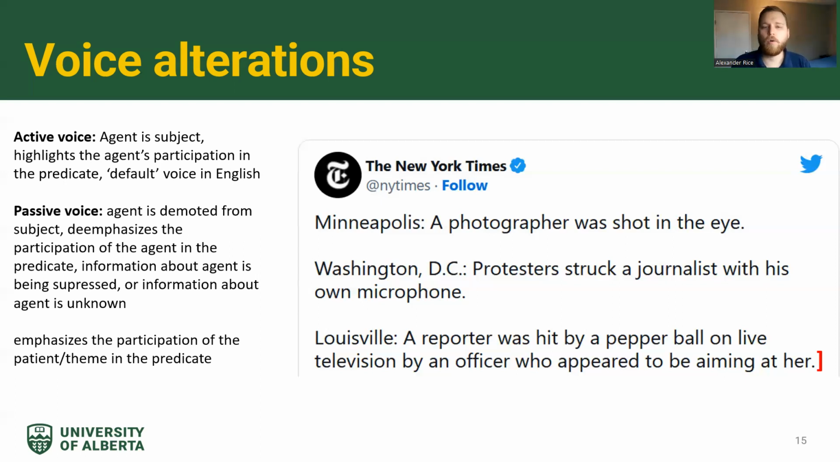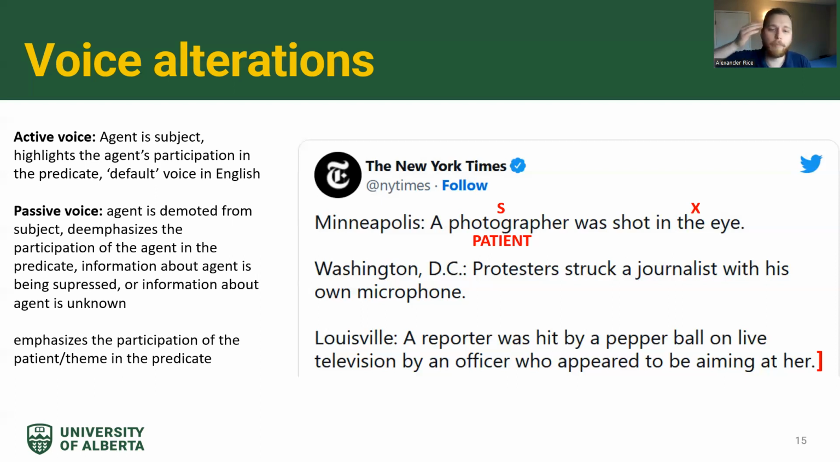A photographer was shot in the eye. Let's start with our grammatical roles. We have a subject, a photographer. We have the predicate, was shot, and the oblique argument, in the eye. Now let's assign the thematic roles. Someone is getting shot. It's clearly a patient, right? They're being permanently changed in some way by the effect of the predicate here.